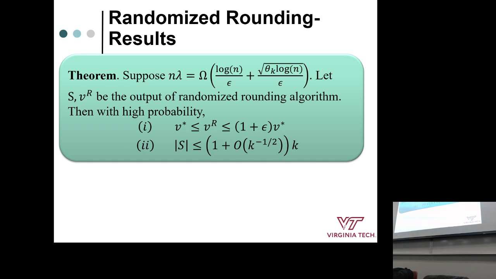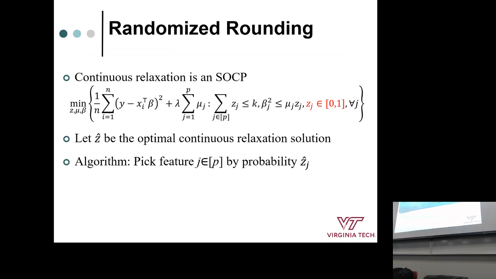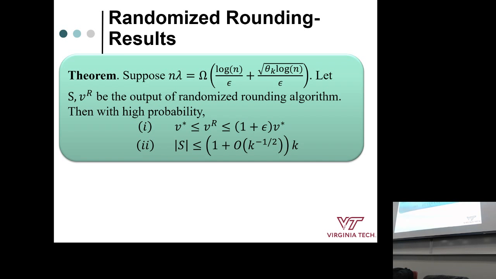So this gives us this bicriteria approximation. Because we don't enforce this cardinality constraint strictly, think about this here. We pick these features. We don't stop when we reach k. So we might choose more than k or might choose less than k. Okay.